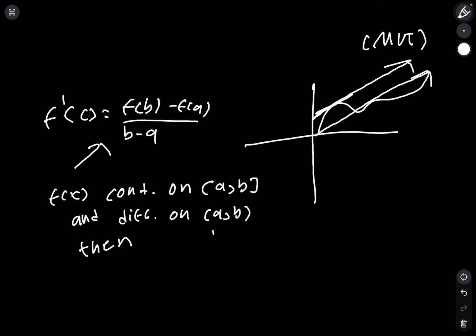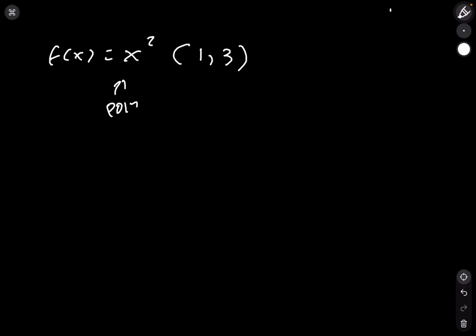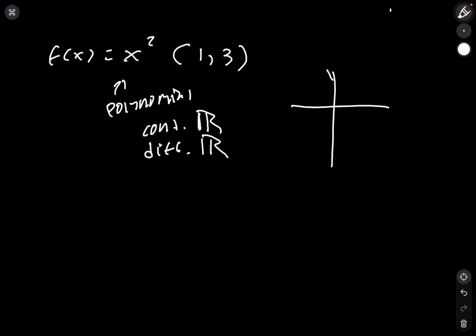So first off, let's say f of x is equal to x squared, and let's say you had the interval of 1 to 3. We know that x squared is a polynomial, so it's continuous on all real numbers and differentiable on all real numbers. So we know that the domain is good. So let's see how it works.